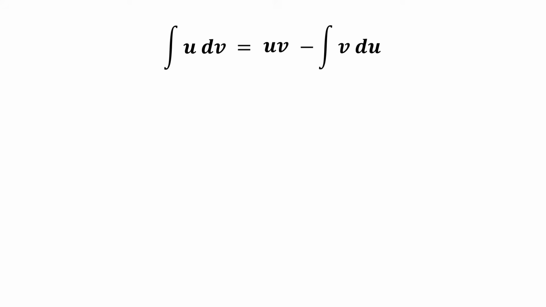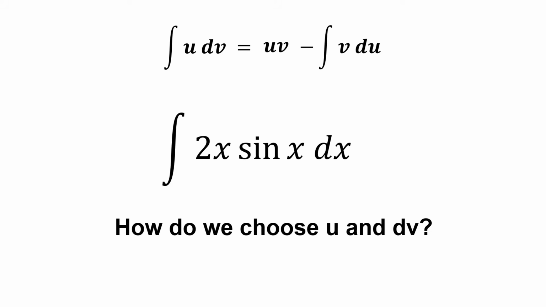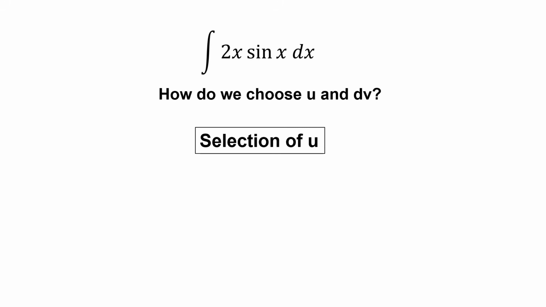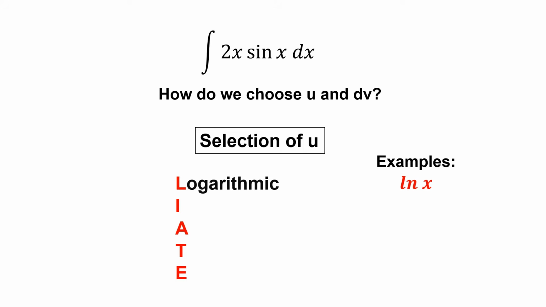Notice that the integral of the function that we wanted to integrate consists of u and dv, meaning that we let part of the function equal u and dv before we perform integration on it. But how do we know which part of the function is equal to u or dv? For the selection of u, just remember the acronym LIATE, where L is for logarithmic function, such as the natural log of x. I is for inverse trigonometric function, such as inverse of sin x.